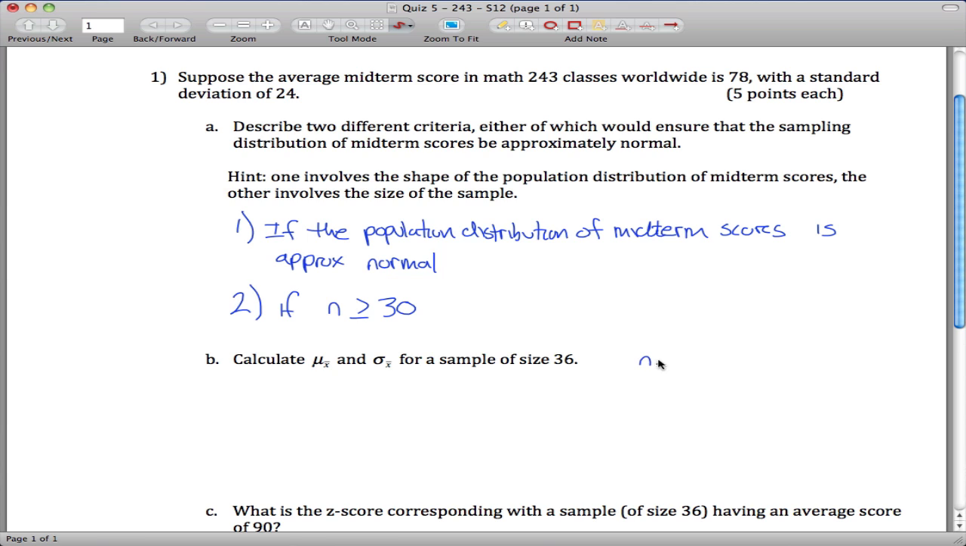Okay, so what this is saying is that n is 36 and mu sub x bar is just the same as mu, which in this problem was 78. The average of all the averages is the same as just the average, which is 78. The standard deviation of all the averages is not the same as just sigma. It's sigma over the square root of n. So sigma was given to us in this problem as 24, and the square root of n is the square root of 36, which is 6. So what we get is that the standard deviation of the sampling distribution is only 4, not 24, 4.